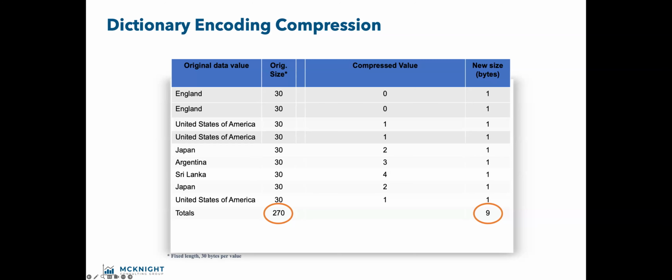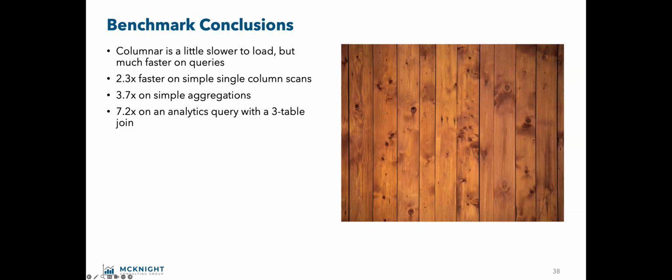So these are all beautiful things about Parquet and its columnar approach. We've run many benchmarks comparing columnar to row-based, and columnar is a little slower to load, but much faster on queries. We kind of netted it out like 2.3 times faster on simple single column scans. That's pretty fast. 3.7 on simple aggregations. Oh, wow. 7.2x on an analytics query with a 3-table join. Pretty common. That's a big difference there. We have to just pay a little penalty sometimes on the load.